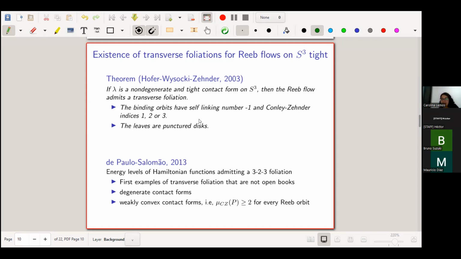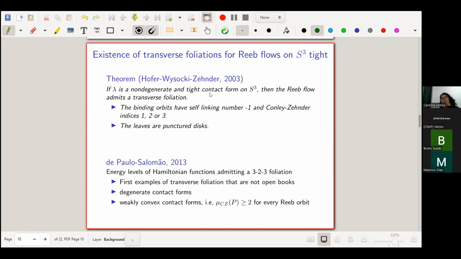But in general, given one Hamiltonian flow, you know that there is some transverse foliation, but you don't know what your transverse foliation looks like. So one of the directions after these results is, of course, to generalize for other manifolds. Sorry, I forgot to mention that it has been generalized for any three-manifold recently by Colin, Dehornoy, and Rechtman.